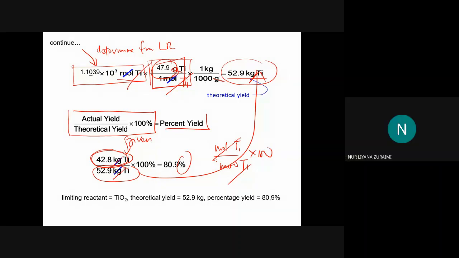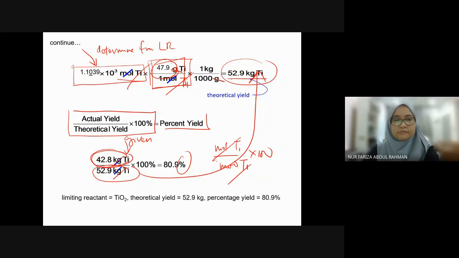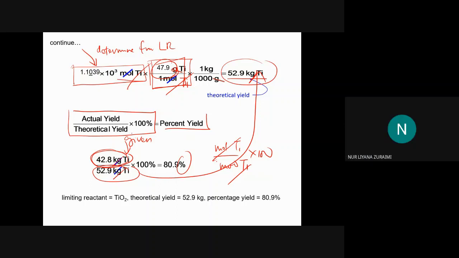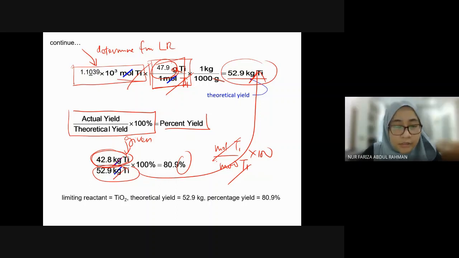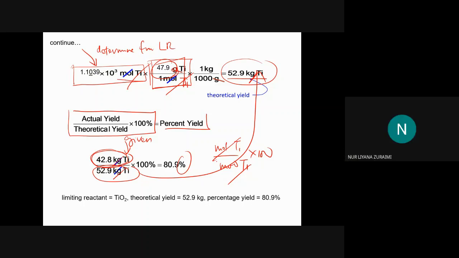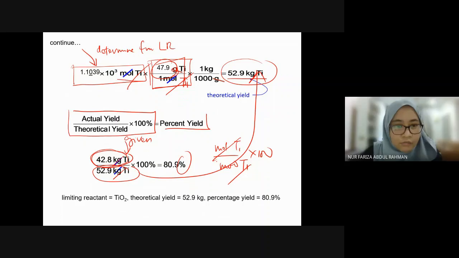If they want mole, if we want mole, we do 1 over 1.1039? Yeah. Okay, so the answer will be different. The answer will be different from 80.9. Why must it be different? It should be the same.